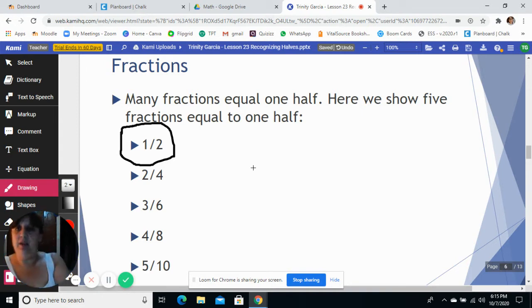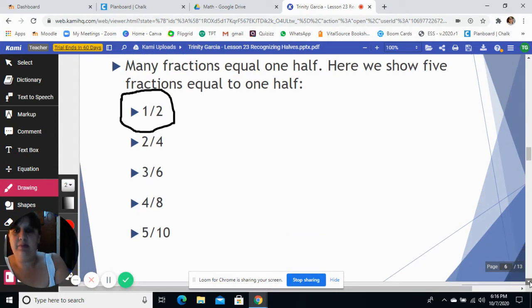But if you look at these other ones a little more closely, you will see why they also equal 1/2. Because look, half of 4 is 2, half of 6 is 3, half of 8 is 4, and half of 10 is 5. So all of these are also equal to 1/2. Make sure you jot those down in your notes so that you can come back and remember that later.